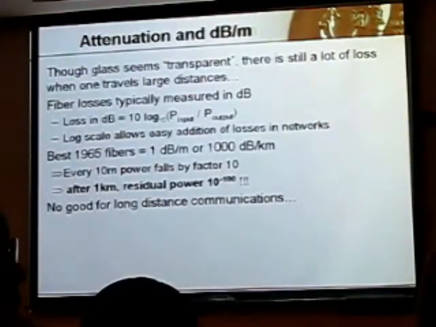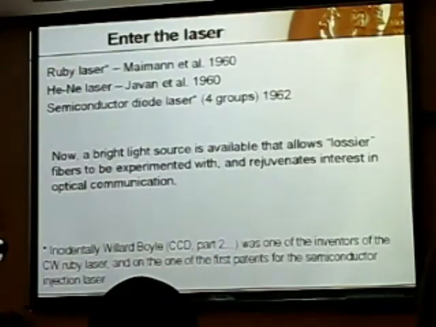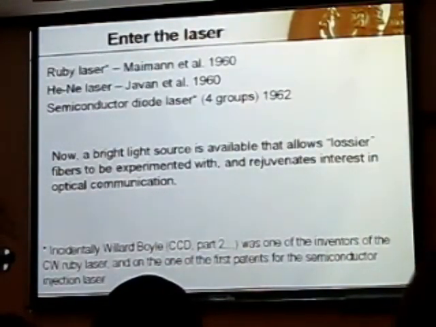That's the problem. And two key developments happen after this. One is the invention of the laser, and the other is Charles Kao. So first let's look at the laser. In 1960, the ruby laser is invented. Very soon after, Ali Javan and company invented the neon laser, and in 1962, 4 groups invented the semiconductor laser.